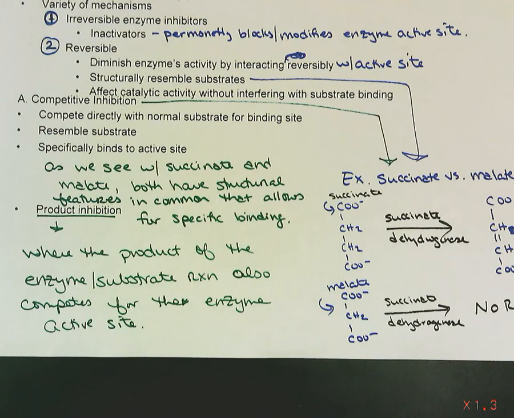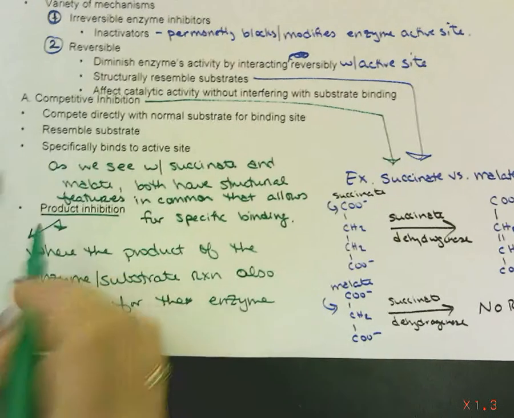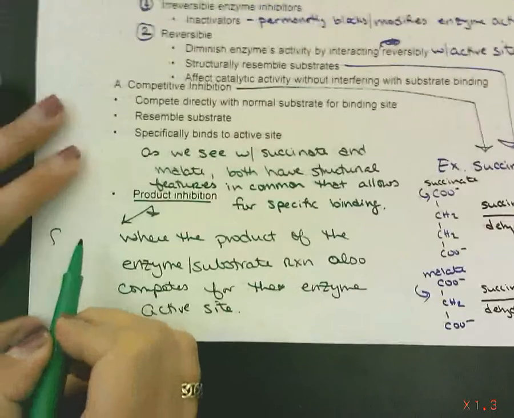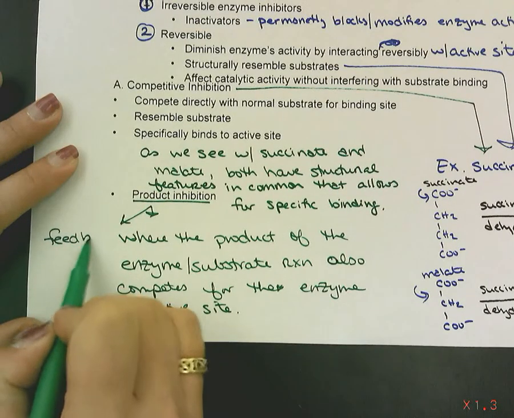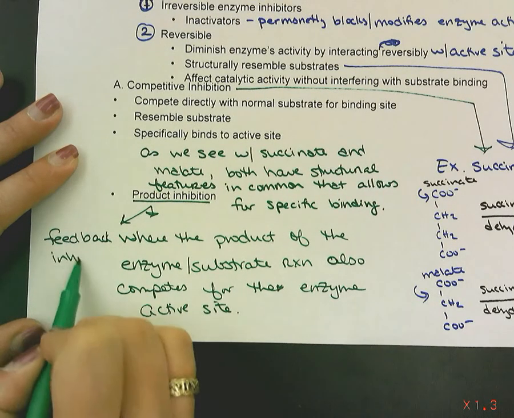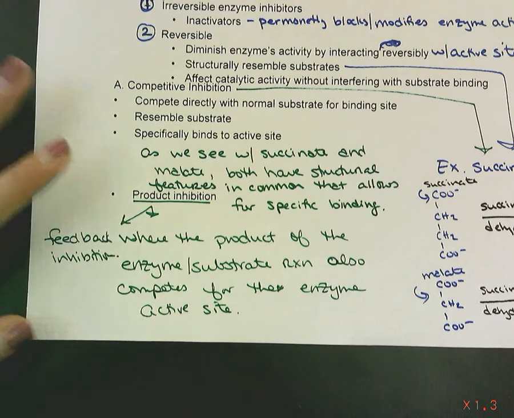So we'll talk about that either at the end of class today or most likely on Wednesday. It's also called feedback inhibition. We may have called that in some other classes, where the final product also competes for the original enzyme to turn on and off that cycle. So sometimes called feedback inhibition. Both are true, product inhibition or feedback inhibition.